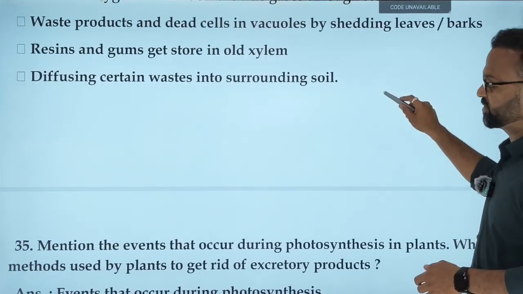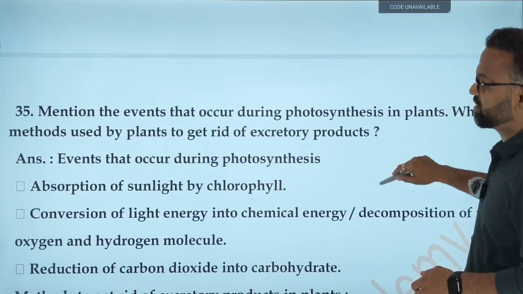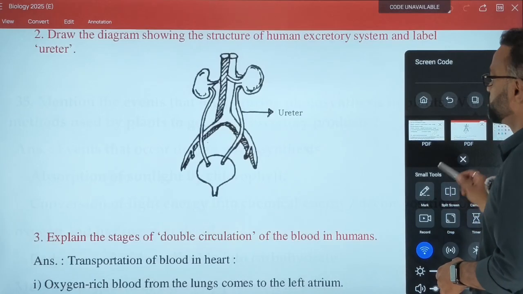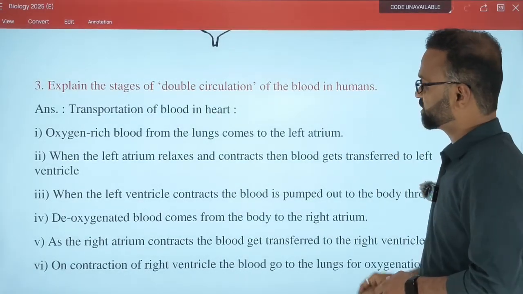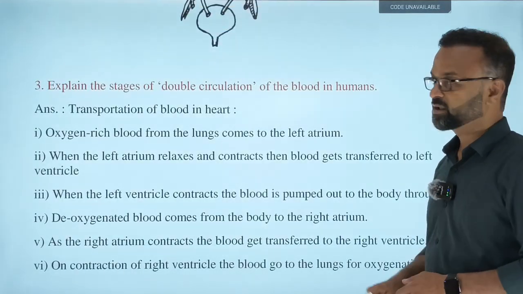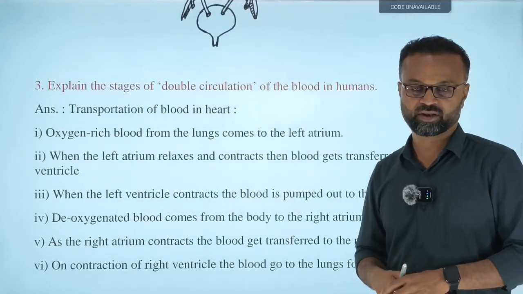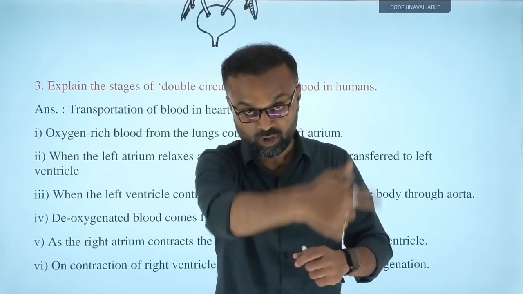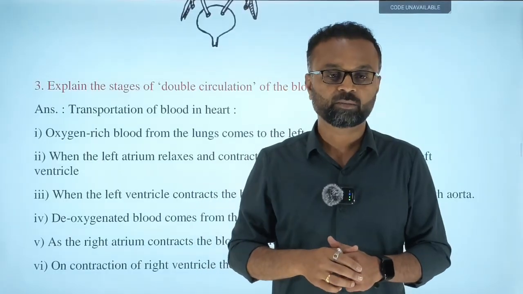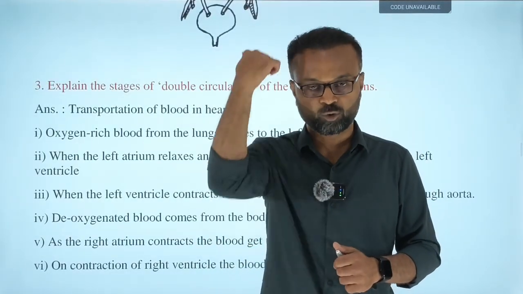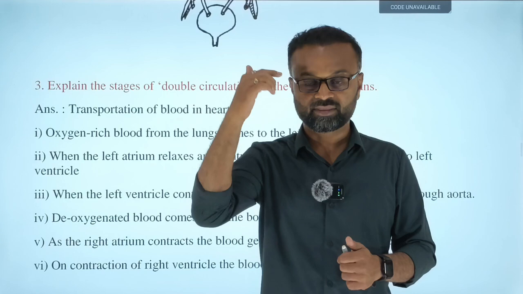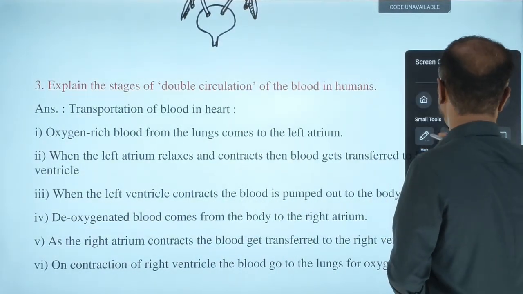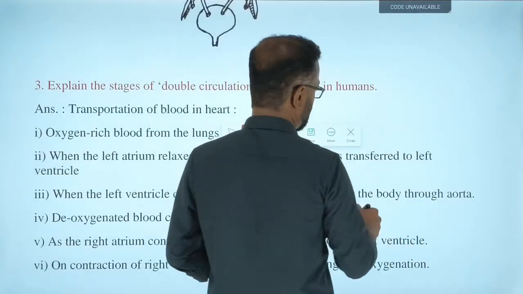Again, while copy pasting, the 35th question is the same as the 34th. So what I can do here is show you one question that they ask most of the time: explain double circulation. What is the necessity of double circulation? What is double circulation? The blood flows across the heart twice to complete one cycle, which is called double circulation. One is pulmonary circulation, and the other is systemic circulation.